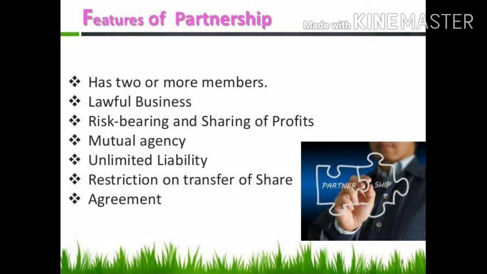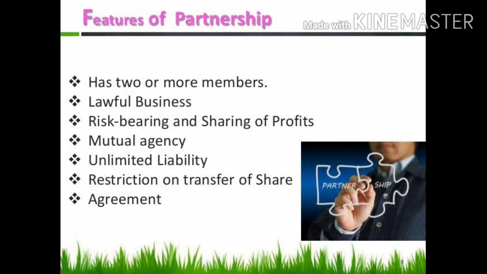Second is agreement. Partnership is the result of an agreement. Two or more than two people agree upon the fact that they will do business and share the profits of the business.